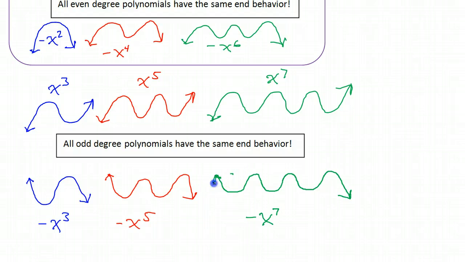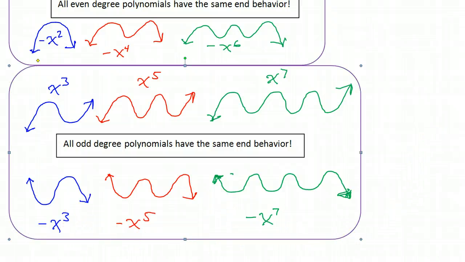Again, all of the odd polynomials have the same end behavior. Just pay attention to if it has end behavior like a right side up N, then that means that's the positive leading coefficient. If it has end behavior like an upside down N, then that's going to be your negative leading coefficient.